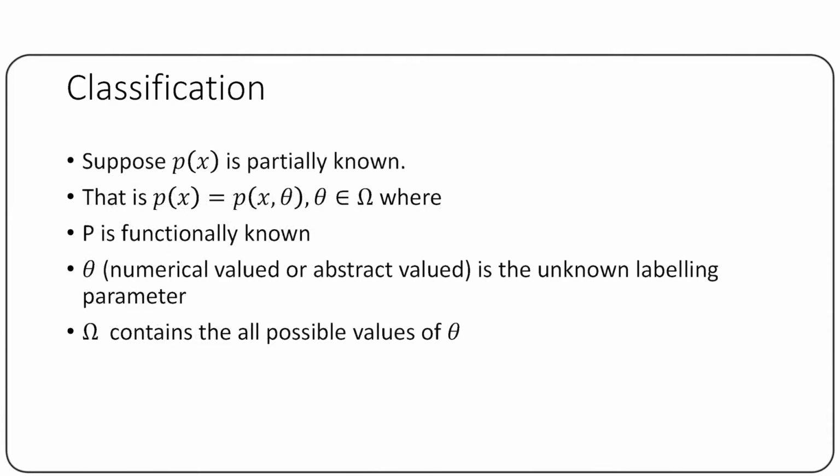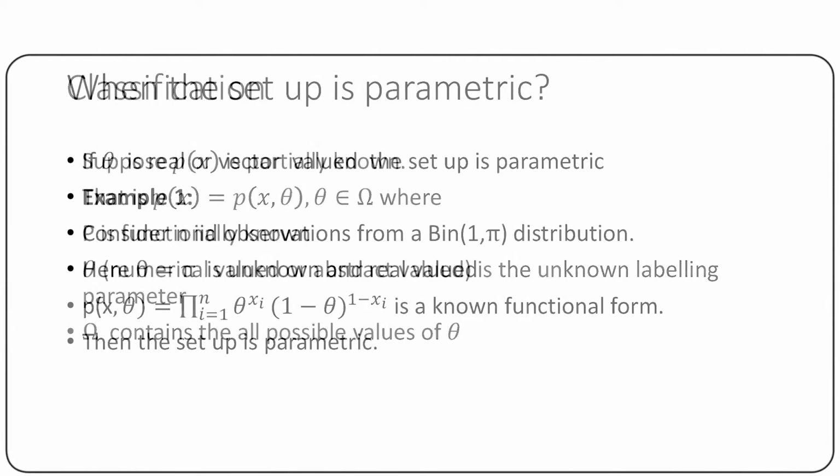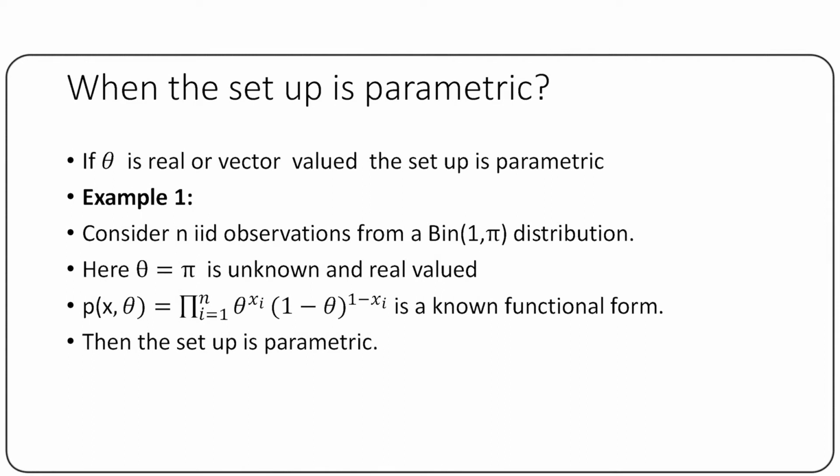First of all, assume that Px is partially known. Then we can write Px as Px theta, where theta is some unknown quantity. Now, theta may be numerical or abstract valued and is often called a labeling parameter. P is functionally known and omega is the set of all possible values of theta. So, if theta is real or vector valued, the setup is parametric.